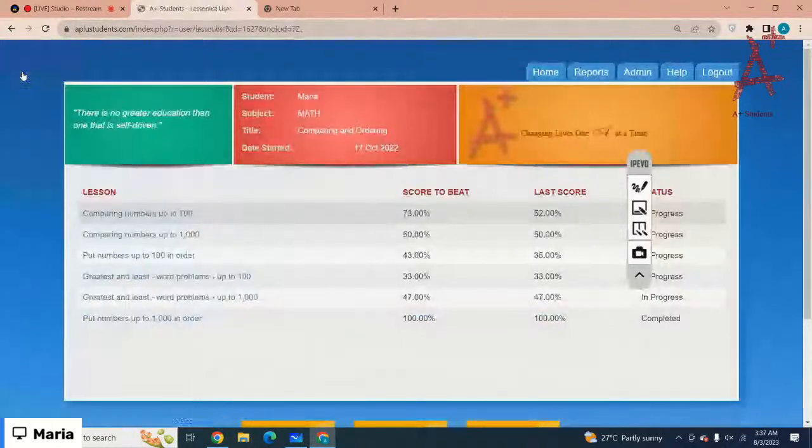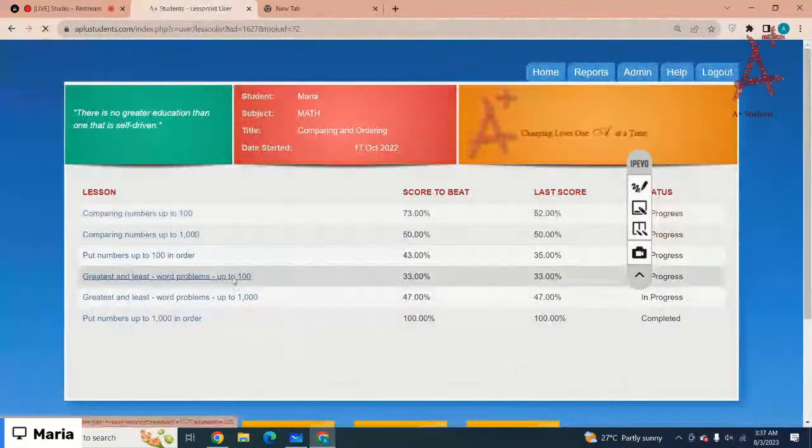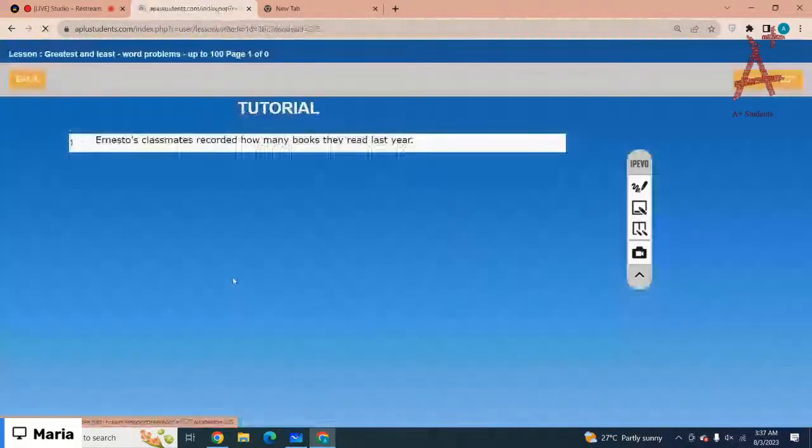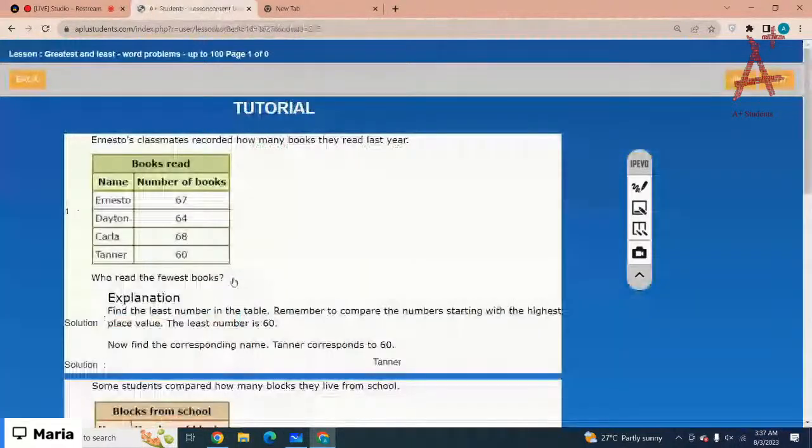Okay, the next lesson is greatest and least word problems up to 100. Okay, Ernesto's classmate recorded how many books they read last year. Who read the fewest books? So you are given a table, you are given numbers, you have to see the least number, right? The least number in the table is 60. That means Turner corresponds to the fewest number, 60. That means Turner read the fewest books, right?